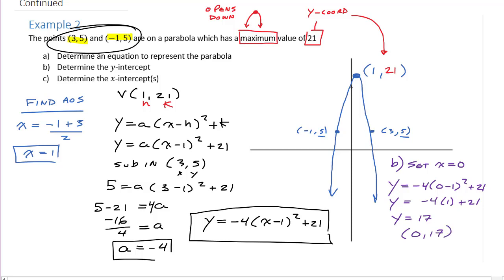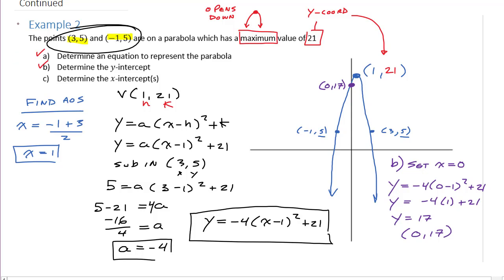All right, so 0 over 17, again, this graph's not drawn great, would be right there. Okay, so we got that. Let's do the final part. So we've done, what have we done so far? Yes, determined equation, did it. Found the y-intercept. Now let's find our x-intercepts.